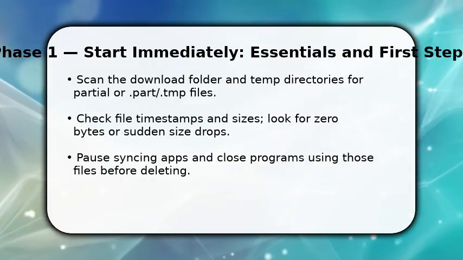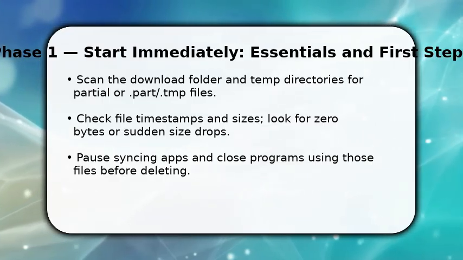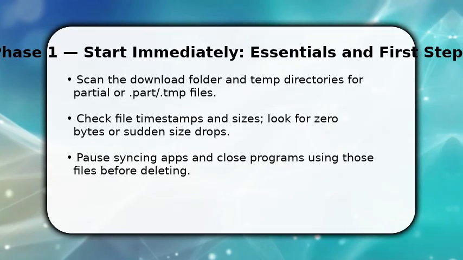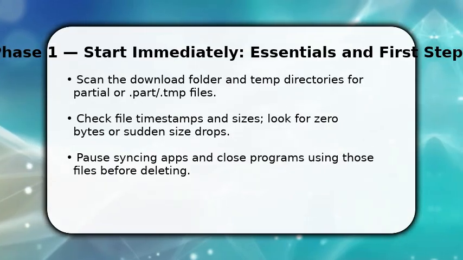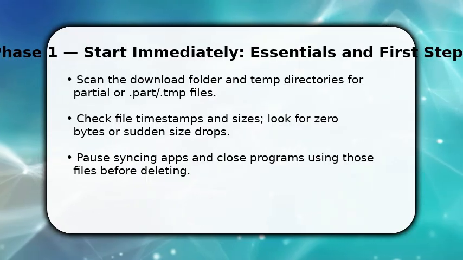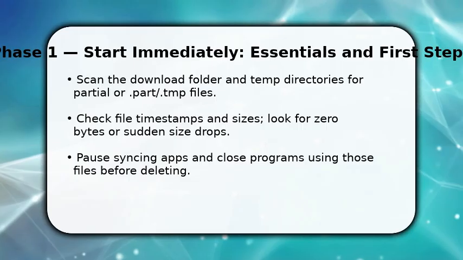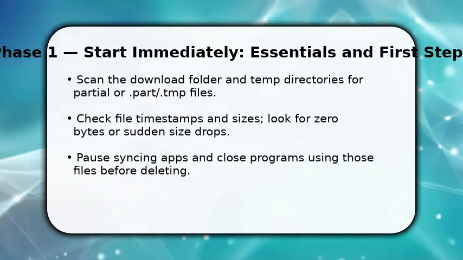You start by locating the interrupted files so you can remove them safely. Open your download and temp folders, then sort by date or size to find partial, part, or TMP entries. Once found, verify by checking timestamps and file size. 0 bytes or much smaller size indicates interruption.